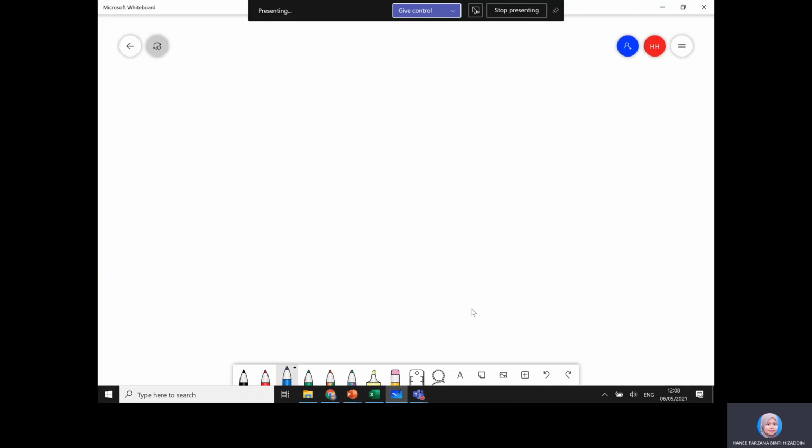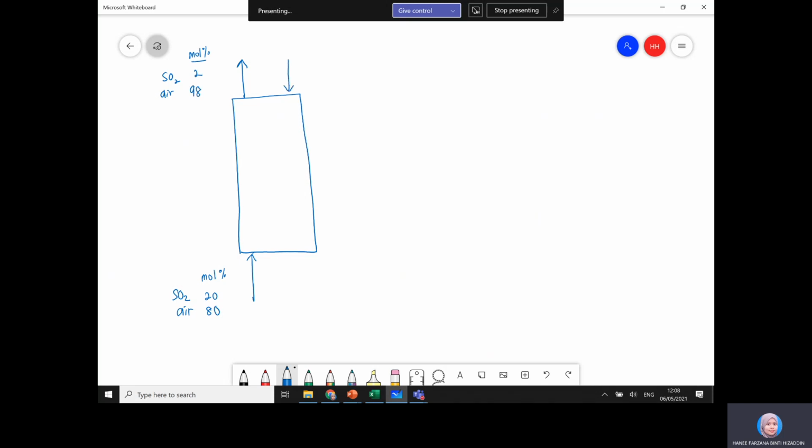So first, let us draw the absorption tower. You have a tower with inlet air with SO2. So here is your inlet air, air and SO2, and the concentration here is 20% of SO2 and thus 80% of air. And then the outlet air, you want it to contain only much less SO2. So the mole percent here is 2 and 98% of air. And you are using water as the solvent, pure water.